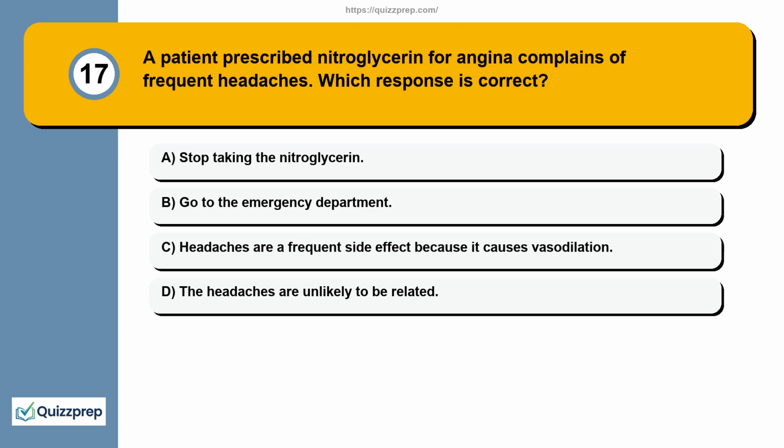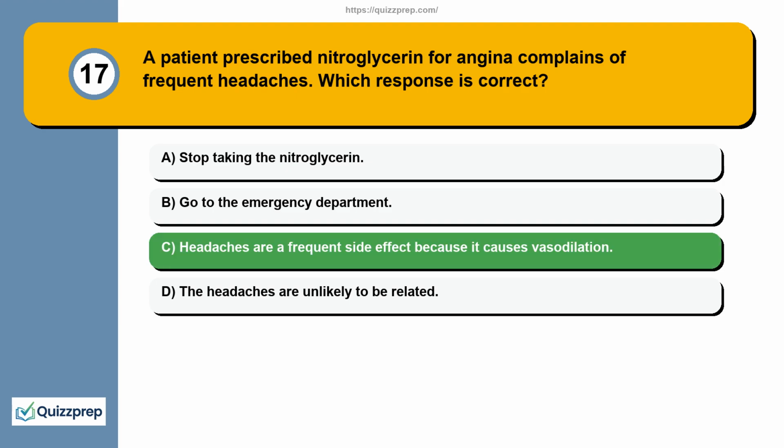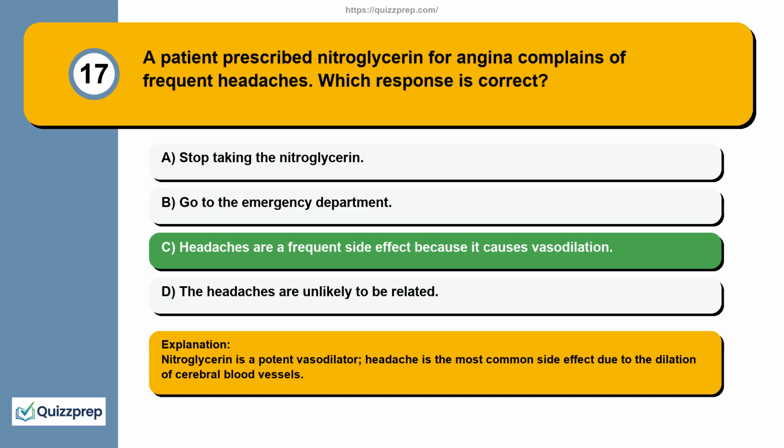Question 17. A patient prescribed nitroglycerin for angina complains of frequent headaches. Which response is correct? Stop taking the nitroglycerin. Go to the emergency department. Headaches are a frequent side effect because it causes vasodilation. The headaches are unlikely to be related. Nitroglycerin is a potent vasodilator. Headache is the most common side effect due to the dilation of cerebral blood vessels.